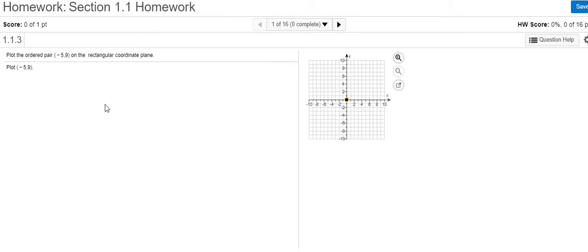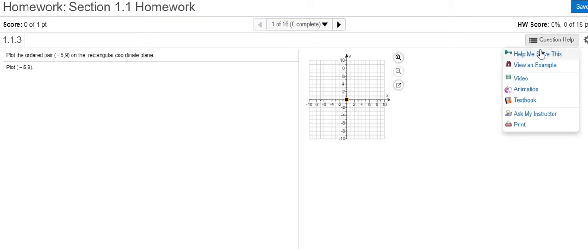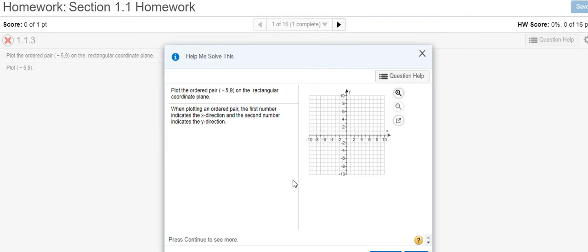You come in here to 1.1, you're like, whew, man, I remember the quadrants, I remember that kind of stuff, but I don't remember where the positives and negatives are. So you come over here to question help. You've got a help me solve, so I'm going to kind of walk through each one. Help me solve is basically going to walk you through a process. It's going to explain to you each step. So first, the first number indicates the x direction, the second number indicates the y direction.